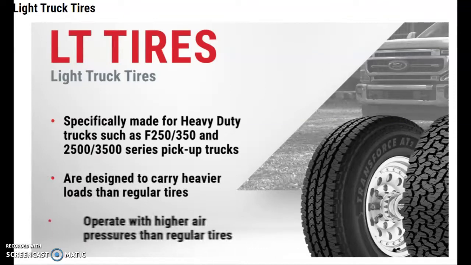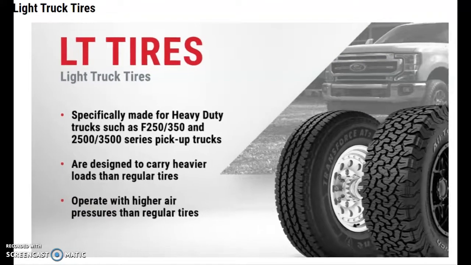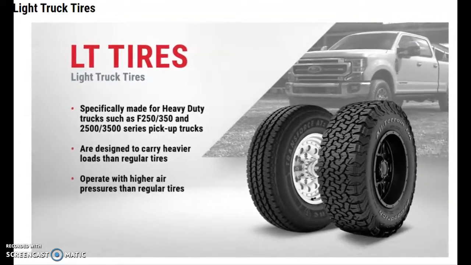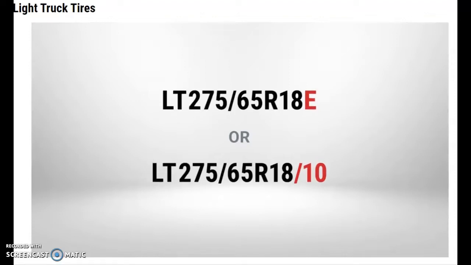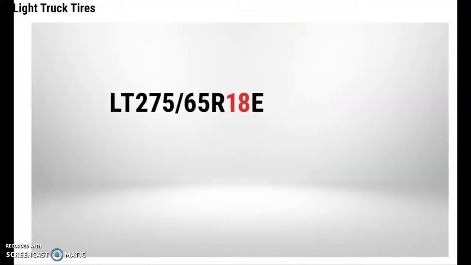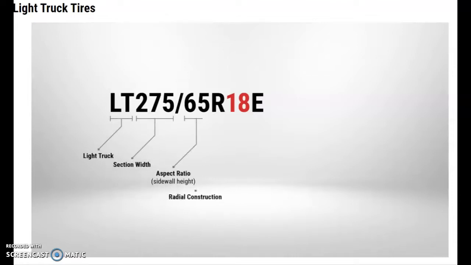Heavy-duty trucks require special reinforced tires that are built to support their loading and towing capabilities, which is where the LT tire comes in. Here is an example of an LT tire size description that you may have seen before. In this example, the size starts with the letters LT and finishes with either a letter or a number, in this case an E, or the number 10. So in this example, the tire size would be read as LT for light truck, 275 is the width of the tire in millimeters, 65 is the sidewall height, R for radial construction, 18 for the wheel diameter in inches, and E for the load range.